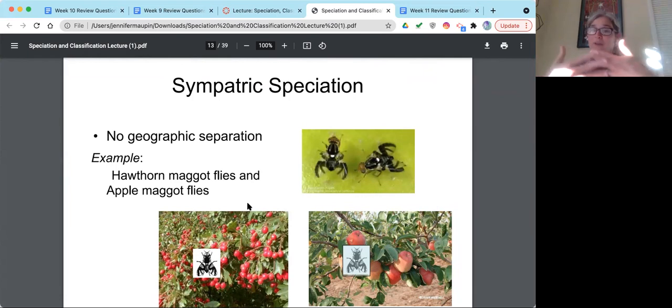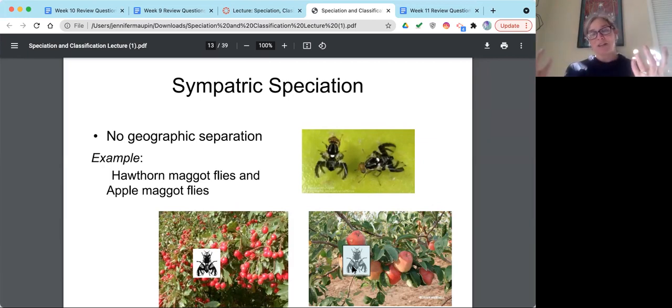It's just when the populations are not isolated, they're overlapping in space. They're in the same area, but they might start using the resources differently, like using a different host plant in the case of these hawthorn maggot flies and apple maggot flies. And then because they are using different host plants, they're evolving differently and they have different selective pressures and they become genetically distinct.